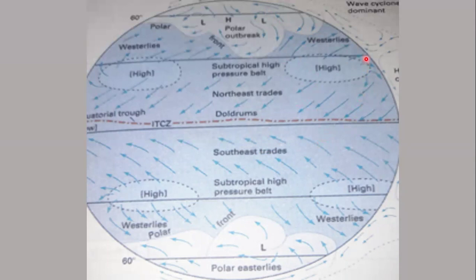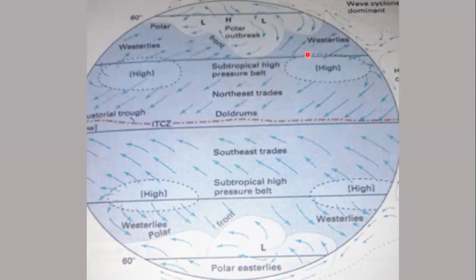Trade winds, they blow between 30° north to 30° south. Trade winds, they blow in the northern hemisphere from subtropical high pressure belt to equatorial low pressure belt, because the wind always blows from an area of high pressure to lower pressure. So here they are called as northeast trade winds, and in the southern hemisphere they blow from south to north. So they are known as southeast trade winds. Trade winds, they blow in their direction steadily throughout the year. These are known as trade winds because they help the traders in their trade in the early times.